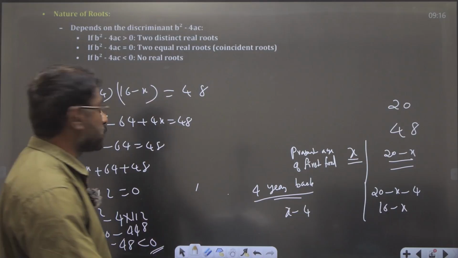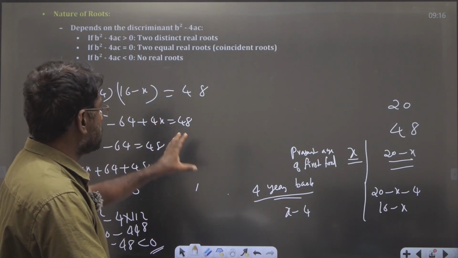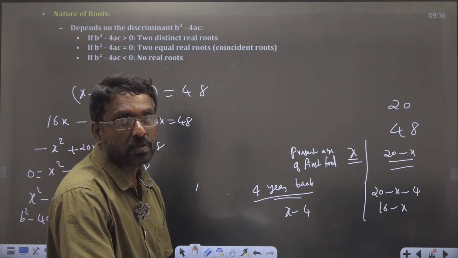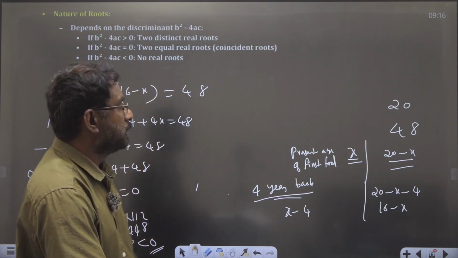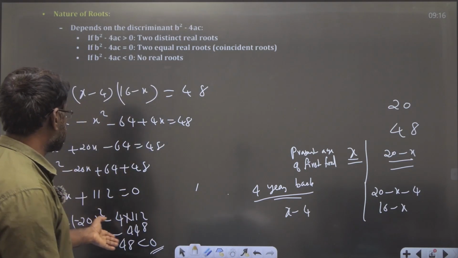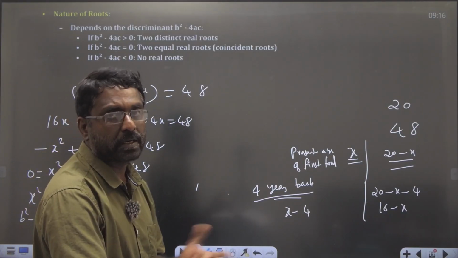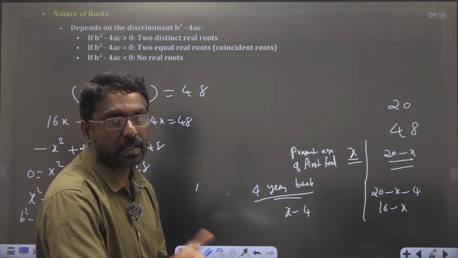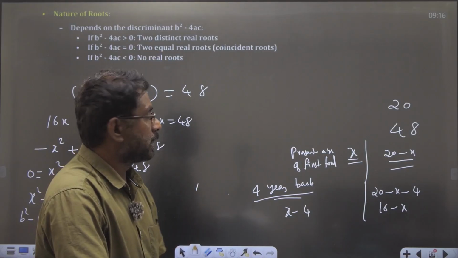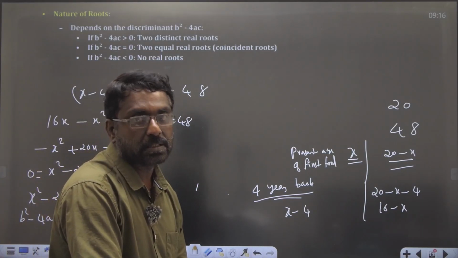So what is the nature of the roots? There exist no real roots. So this question is invalid. This type of situation is not possible. We can't find out the ages of the two friends because the roots are imaginary, no real roots. The roots are not real, they are called imaginary roots. We can't find two real numbers. That is the reason.